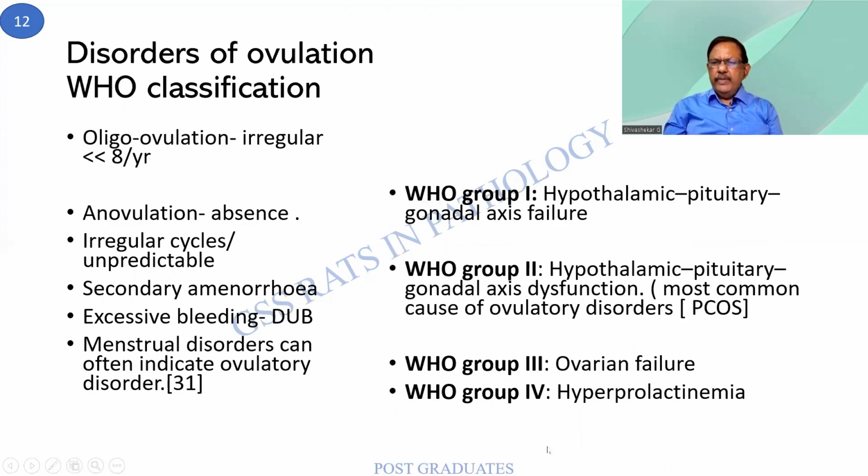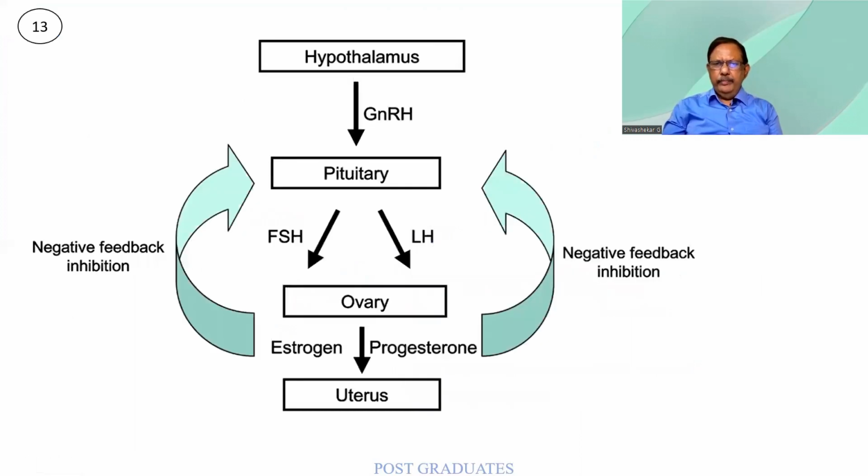This is another form which is very important. Hope we memorize this. There is a WHO classification as mentioned. Group 1 is restricted to the hypothalamic, pituitary and gonadal axis. So there is a failure of the axis. Group 2 is hypothalamic, pituitary and gonadal axis dysfunction. Mostly it is a case of polycystic ovary syndrome. Group 3 is restricted to the ovarian failure and group 4 is hyperprolactinemia. So these are the 4 groups of WHO classification which you people should know.